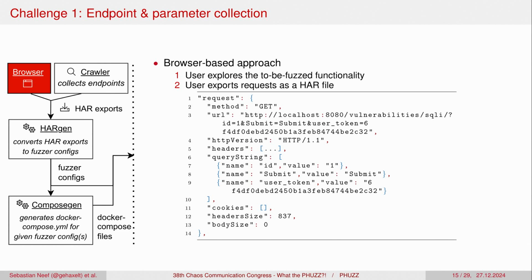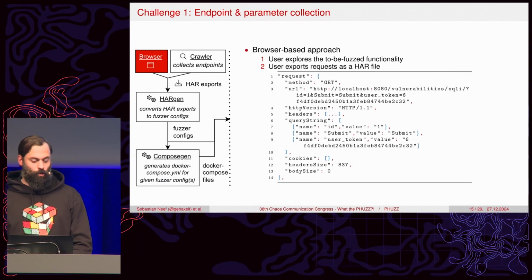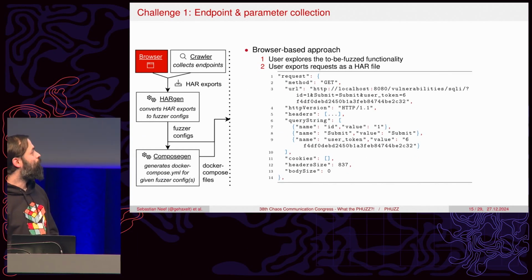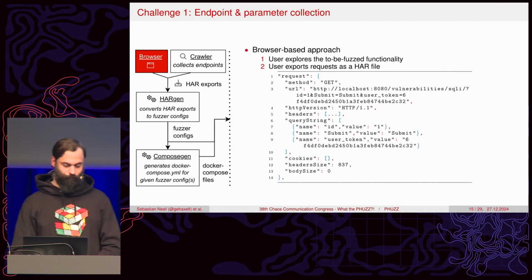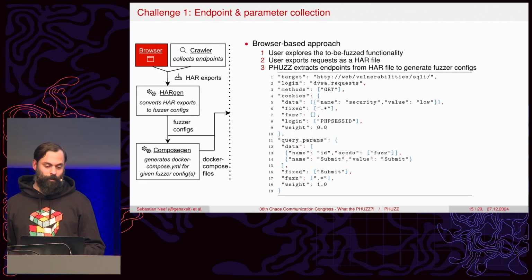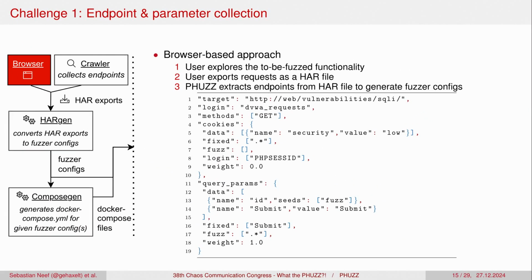which is essentially just a large JSON file with all the information about the requests and the responses that your browser received or generated. So, for example, you would see in the code that there's a SQLi endpoint with a parameter ID and submit equals submit and then some user token. This HAR file is then processed by our Fuzz framework, by the different components on the left side, to actually extract the different endpoints that you'd like to fuzz and to generate suitable configuration files for the fuzzer.